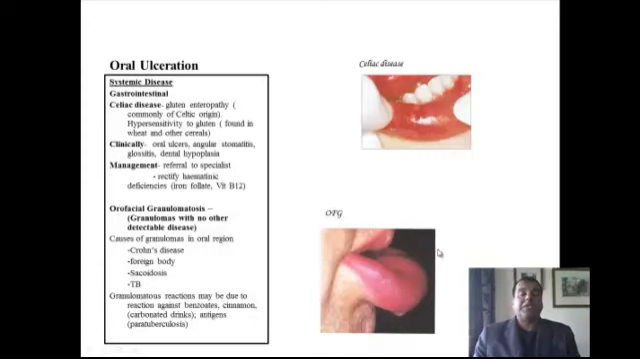Systemic disease, again continuing on the gastrointestinal. Celiac disease, which is also called gluten enteropathy, is common in people of Celtic origin, and it's a hypersensitivity to gluten, found in wheat and other cereals. Oral ulcers occur clinically with angular stomatitis, glossitis, and dental hypoplasia. Management involves referring to a specialist and rectifying any hematinic deficiency such as iron, folate, and vitamin B12 deficiency.